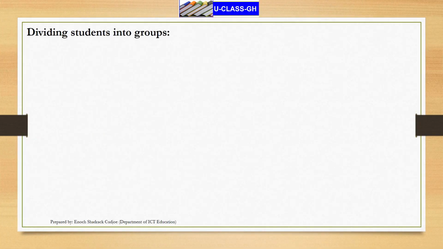Still on dividing students into groups, the next point you should consider is group roles. You need to assign roles to every member of the group, just as I mentioned earlier on. But this time around, you have to rotate the roles so that every member has a chance at different roles. They get to play different roles in the same group.